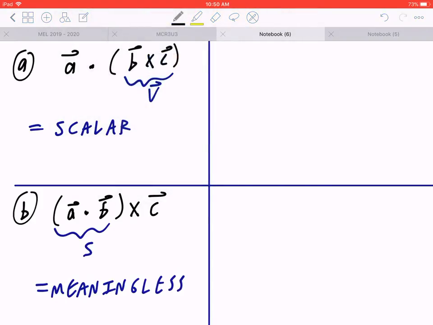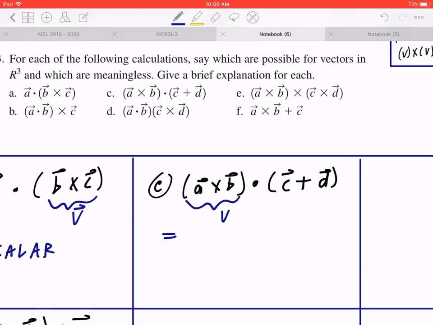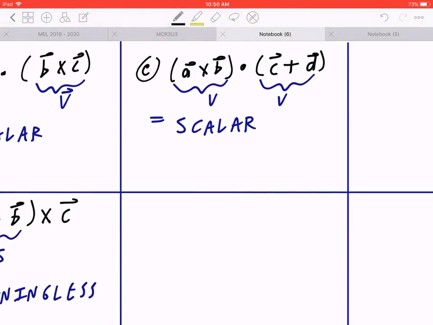Part C. If you take the cross product of A and B, and you also take the sum of C and D, and dot them, then when you find the cross product of 2 vectors, that's going to give you a vector outcome. And when you add 2 vectors, that's still going to give you a vector outcome. And the dot product of 2 vectors is a scalar outcome. So again, it's going to be meaningful, and the outcome is going to be a number.